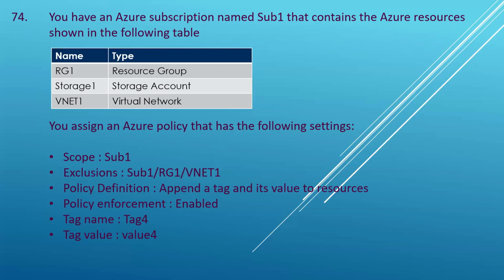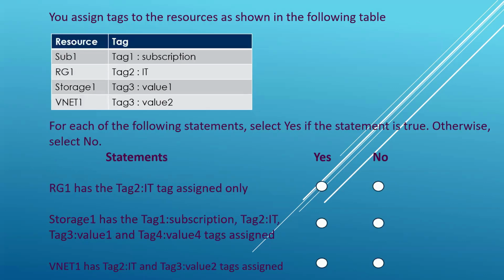The policy definition is append a tag and its value to resources. Policy enforcement is enabled, which tells us the policy is active. As you can see in the policy description, it's basically appending a tag and its value to resources. The tag name is tag4 and the tag value is value 4. You assign tags to the resources as shown in the table.